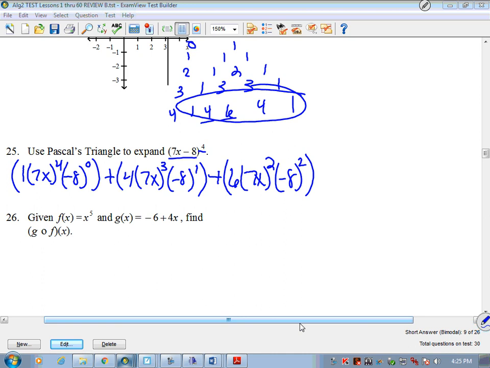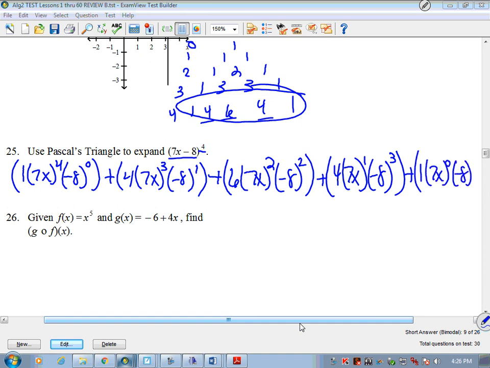Until we run out, and then 4 times 7x to the 1st times negative 8 to the 3rd, plus 1 times 7x to the 0, negative 8 to the 4th. And then we take our calculators and we solve these different portions.